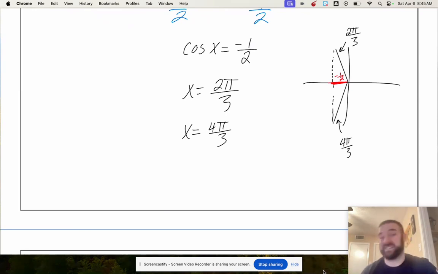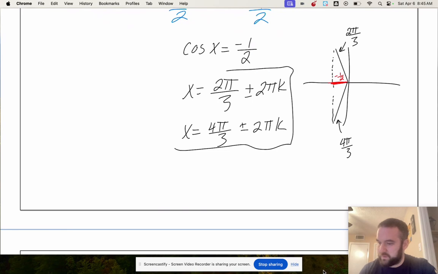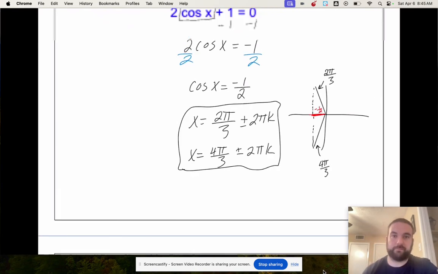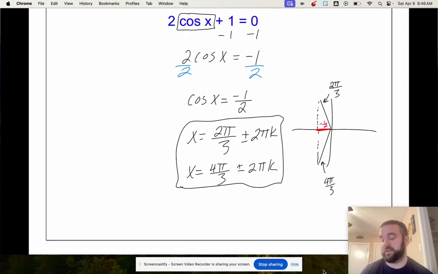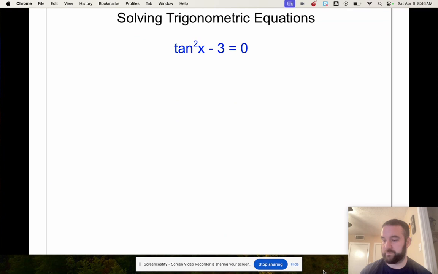But again, I need anything that's technically coterminal to either one of those. So I'm going to put plus or minus 2 pi k, plus or minus 2 pi k. And that is my set of solutions. It needs to be written like that. It is not good enough to say 2 pi over 3 and 4 pi over 3. It is tell me all of the solutions to the equation, meaning tell me all of the values that the variable could be so that I could get a cosine of -1/2. So there's that first one. That's kind of like the entry level difficulty for solving these trig equations.